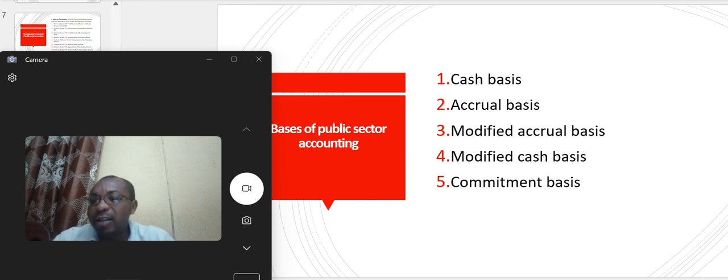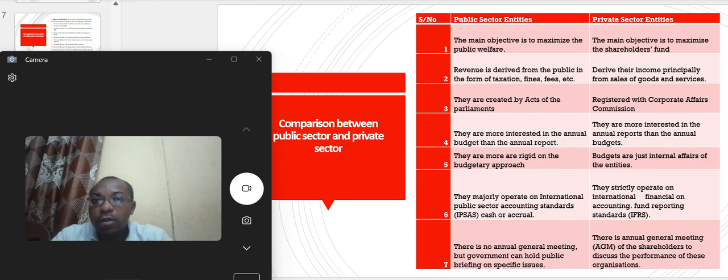But when it comes to its advantages, it's just like accrual basis. It recognizes depreciation. At the end of the period, we don't write off all the assets that are acquired in that period, together with some other advantages that accrue to that basis. So we've rounded off all the bases of accounting we have in the public sector.